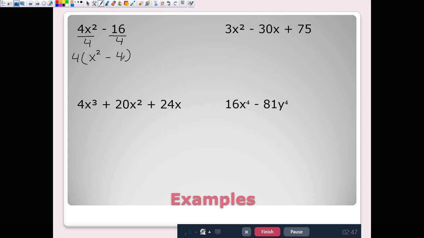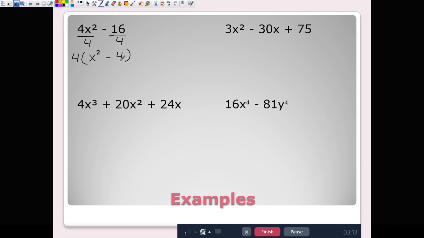Okay. Now that I factored out my GCF, I need to count the number of terms on the inside of my parentheses. How many terms are on the inside? 2. Okay, so 2 terms. Is it a difference of 2 perfect squares? Is x squared a perfect square? Yes. Is 4 a perfect square? Yes. Is this subtraction? Yes. So this is a difference of 2 perfect squares.